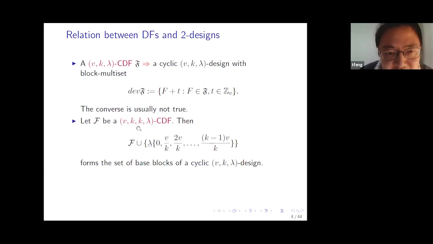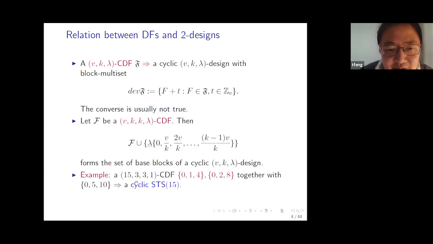We recall the definition. Here, the first k means the cyclic group of order v contains a subgroup of order k, or that means k divides v. Okay, here is an example to illustrate what I just said. Here, first we can construct a (15,3,1) cyclic difference family.